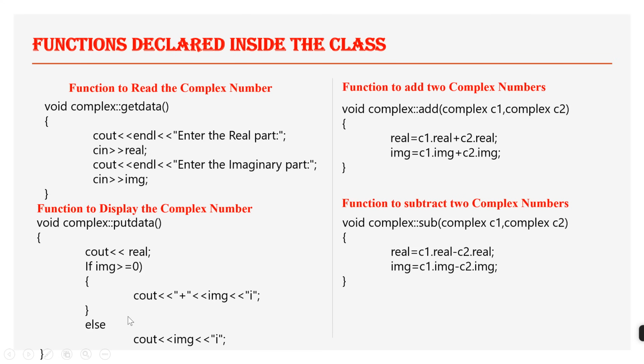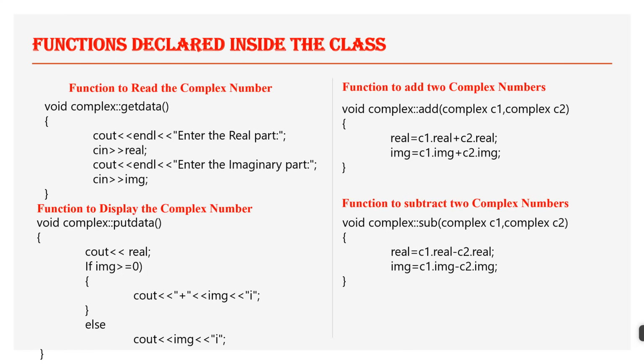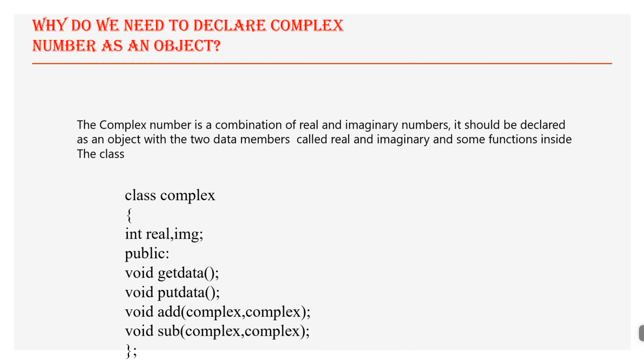Now I am left with the calculation part. So what are the two calculations I have? I have two calculations, one to add and another one to subtract. So this function is going to add and this function is going to subtract. Now let us see how this function is going to add. So now I will go to the main program. Here C1, C2 and C3 are declared as complex numbers. Okay, so that means they have the structure of this particular class.